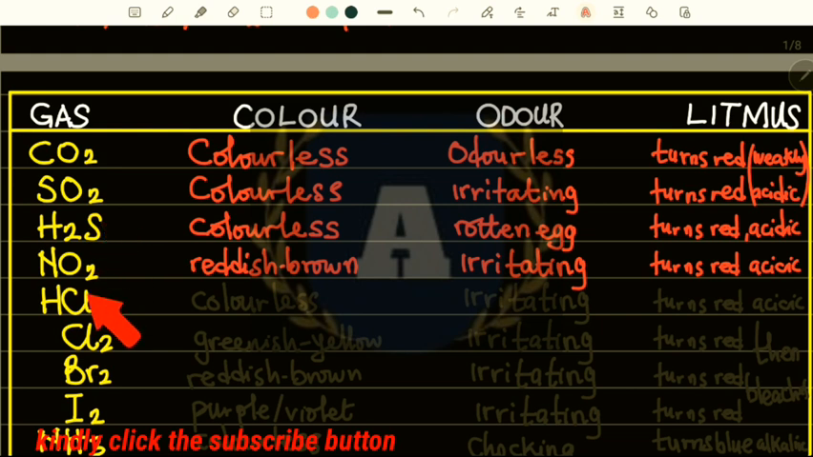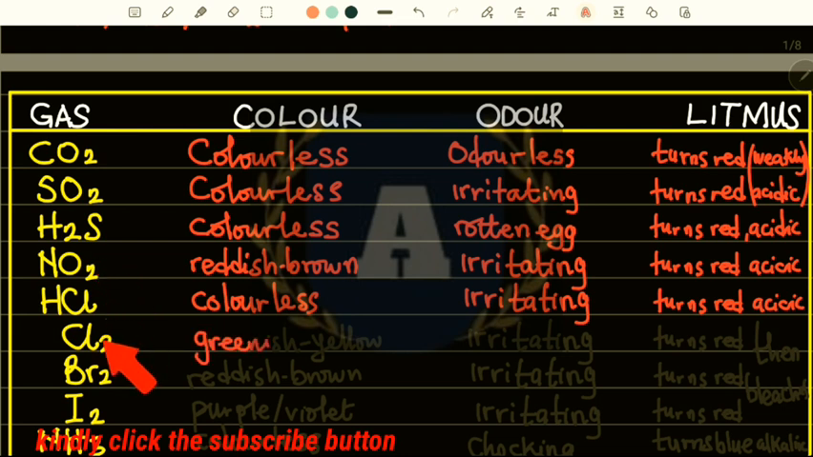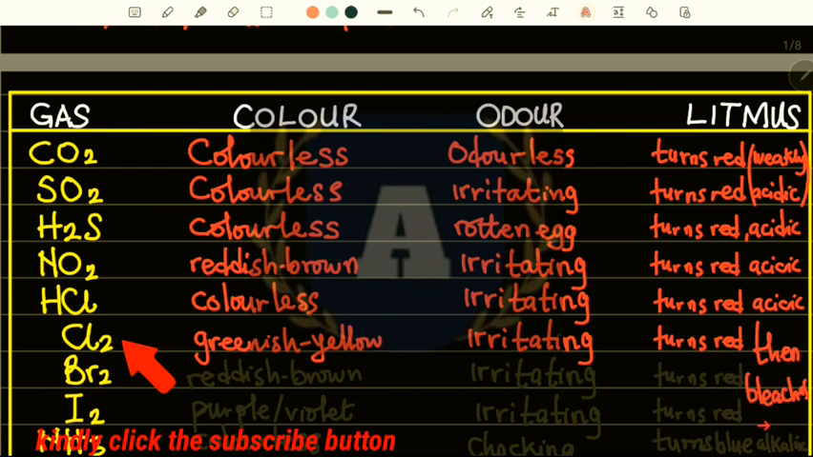Hydrogen chloride gas happens to be colorless with an irritating smell, and turns litmus red, which means it's also acidic. Then we have chlorine gas that is greenish yellow. That is its own color. It is also irritating, it has an irritating smell, then turns litmus red, and then bleaches.